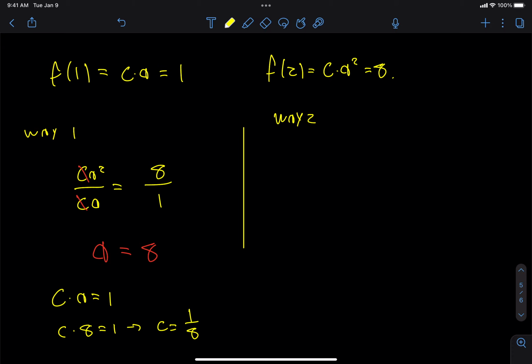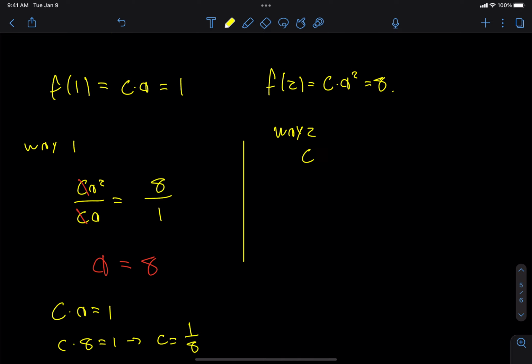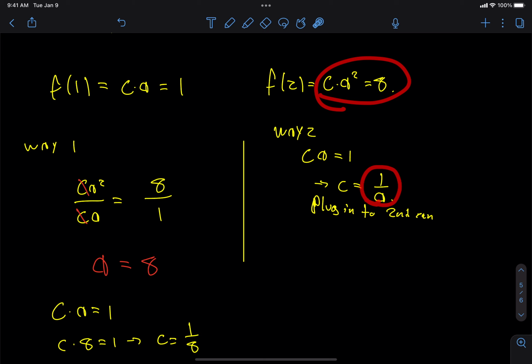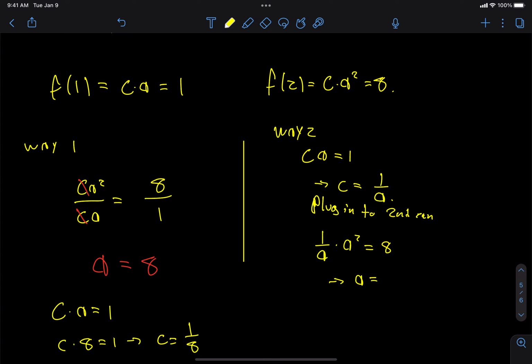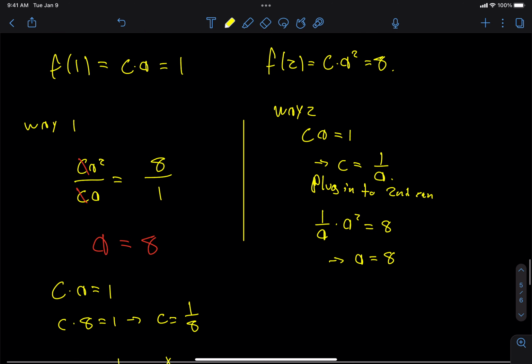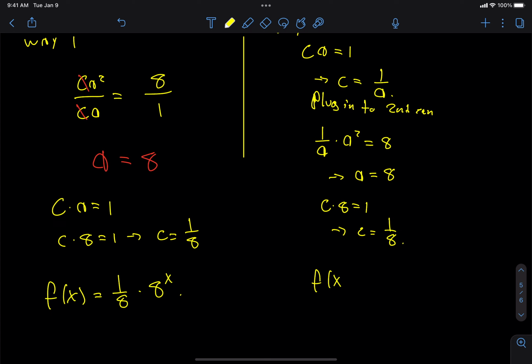Well, you can use way number 2, which is just to solve this using substitution. We can take c a equals 1 and say, well, therefore, I'm going to isolate c. c is equal to 1 over a. Okay? Then plug into the second equation. So then we would get what? We're going to say c a squared is equal to 8, but I'm going to replace c by 1 over a. So I would get 1 over a times a squared is equal to 8. And that would tell me what? That a is equal to 8. Then I again go back and plug in to the other equation, and I get c times 8 is equal to 1, and so therefore c is equal to 1 over 8. And therefore f of x is equal to 1 over 8 times 8 to the x.